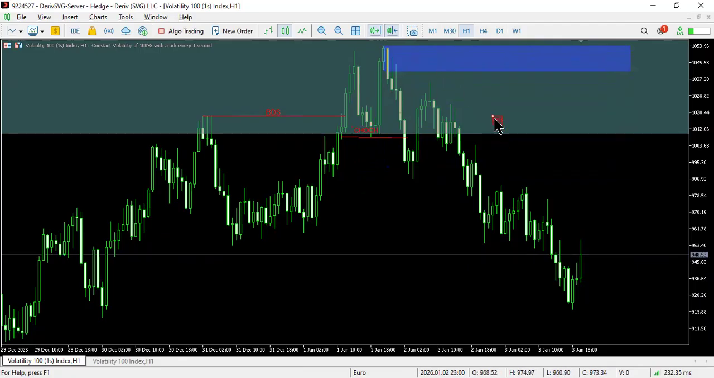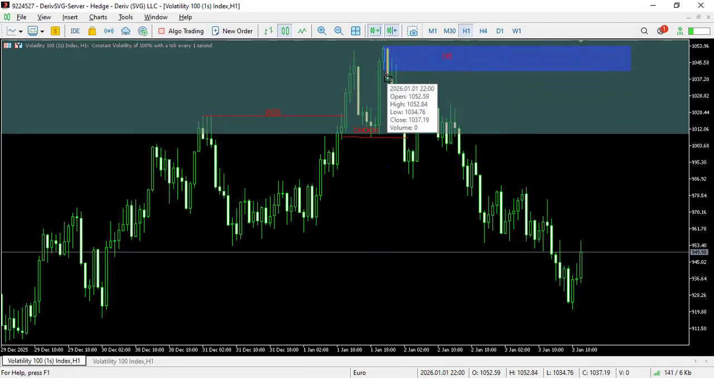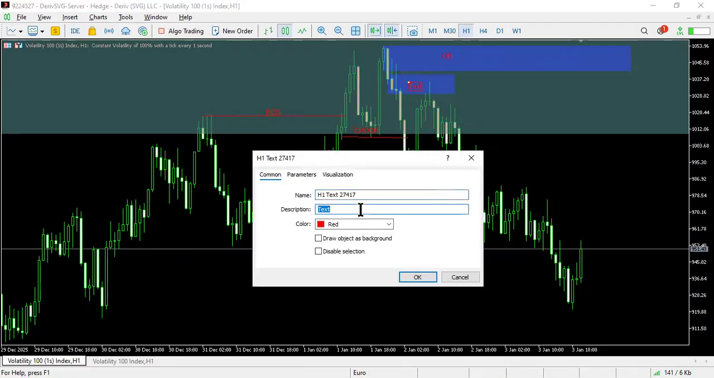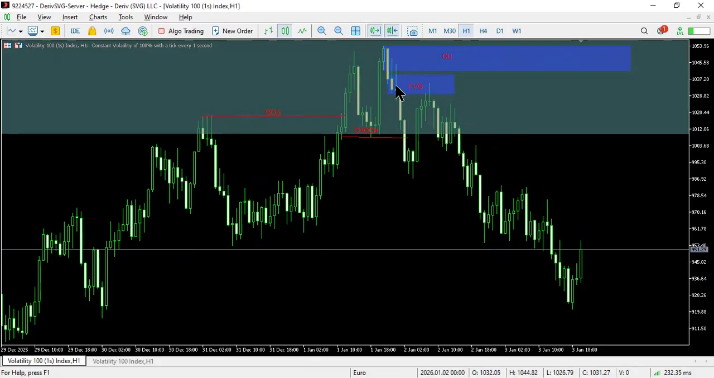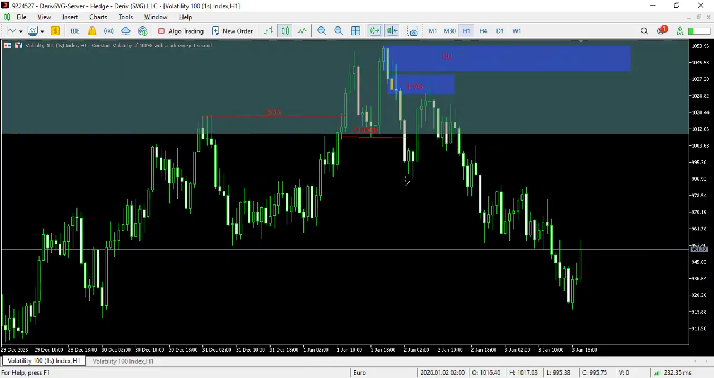which obviously was not mitigated. Instead, price reacted off the FVG. Price reacted off the FVG, change of character. Price went back to go and mitigate the FVG, the fair value gap, and then now we are pushing down.